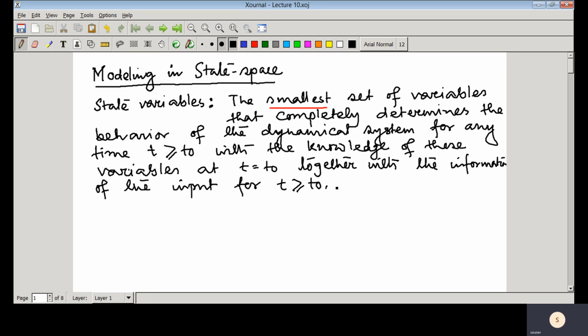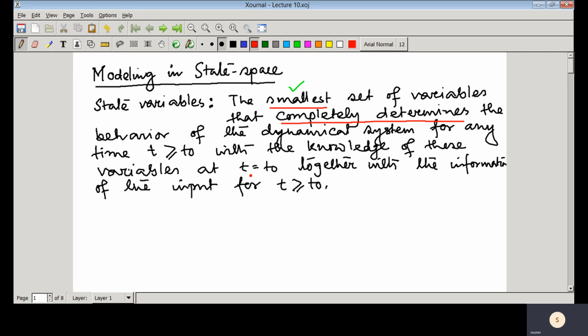So that is very important. That means what is called state variables. State variables is actually the smallest set of variables that completely determines. So this is also important. That means if you partially describe that system, it is not state variables. It completely determines the behavior of the dynamical system for any time t greater or equal to t0 with the knowledge of these variables at t equal to t0 together with the information of the input for t greater or equal to t0. So this is actually called state variables.